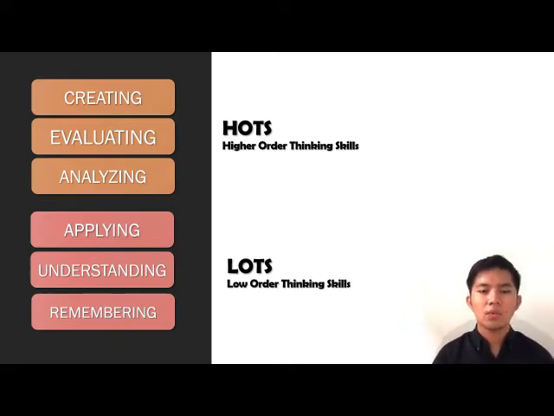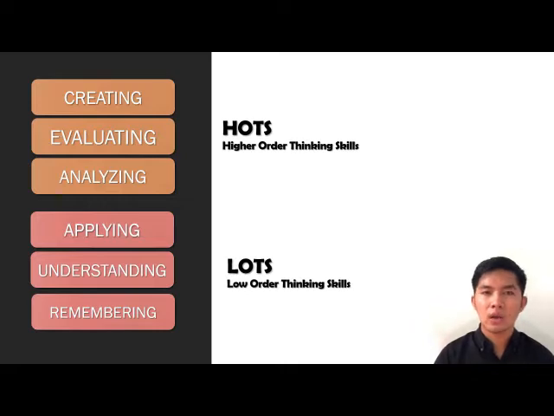Applying refers to situations where the learned material is used in products such as diagrams, models, interviews, simulations, or presentations. In these steps, students are asked to apply their understanding. If their understanding is correct, they can apply it correctly.